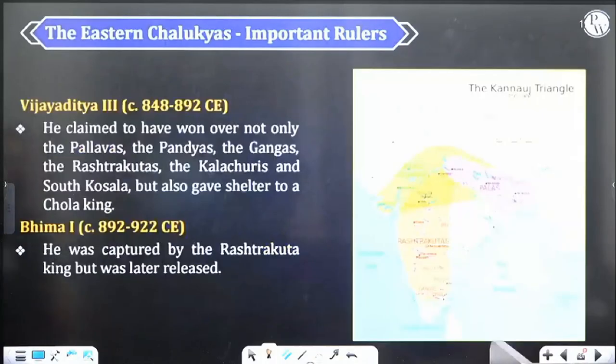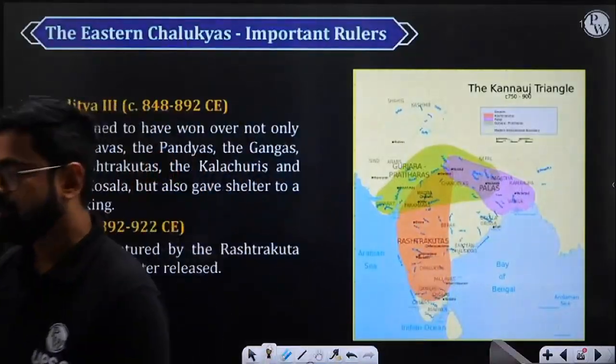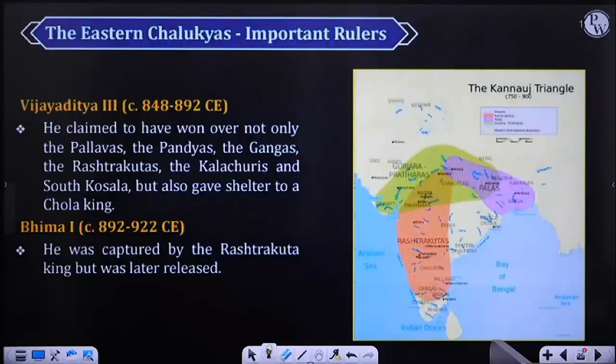I'm not discussing this. Vijayaditya 2, you see, Vijayaditya 3 fighting with Pallavas, Pandyas, Gangas. They are trapped in between. One side we have Pallavas, we have Rajputas, Pandyas. They all will keep on fighting with each other, right? So nothing to discuss over here. This is a minor dynasty, and you already know about this. This is happening in the B zone. What is relevant we take up.